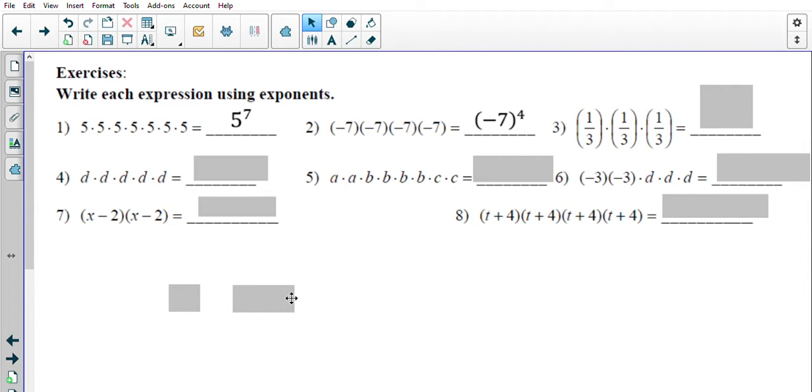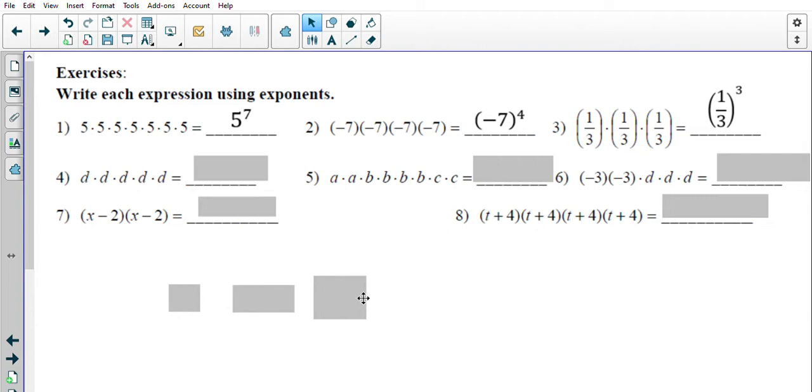Number 3, we have 1/3 times 1/3 times 1/3. 1/3 is our base. It's going to go in parentheses. Remember we said fractions, if they are our base, must go in parentheses. Since it's used 3 times, it's 1/3 in parentheses to the 3rd power.